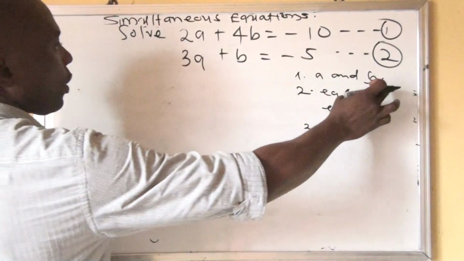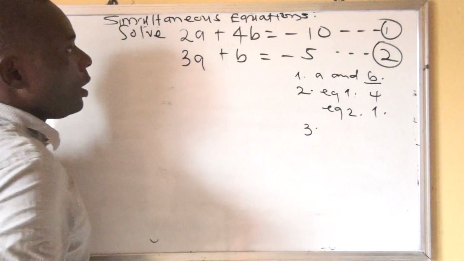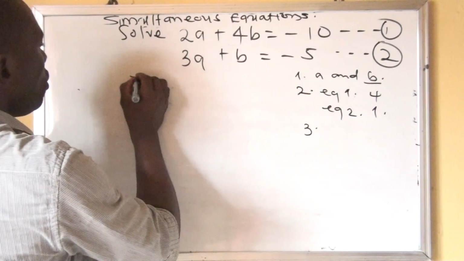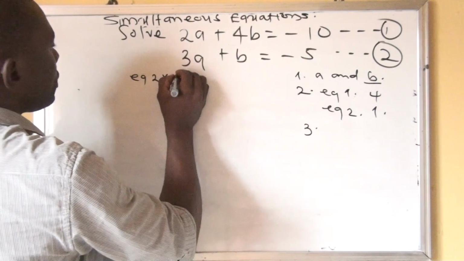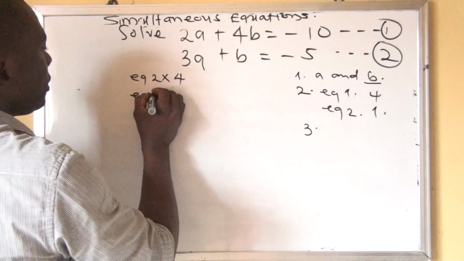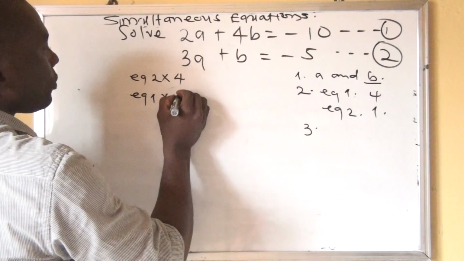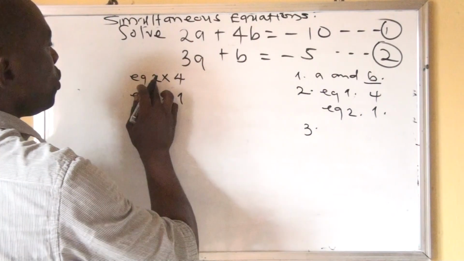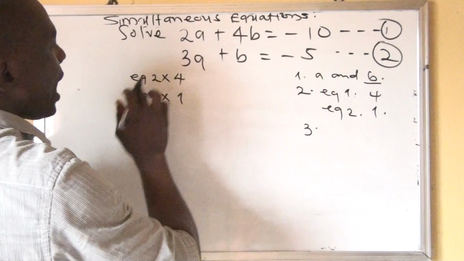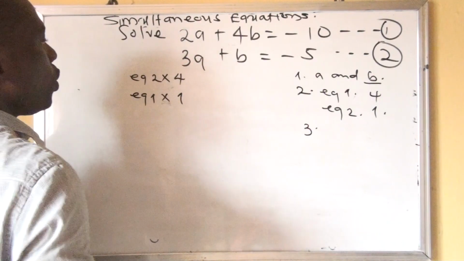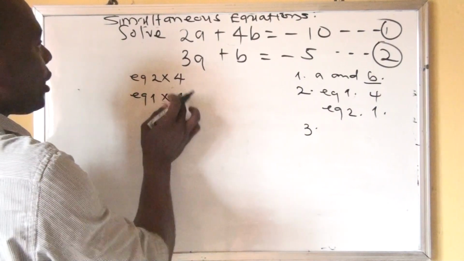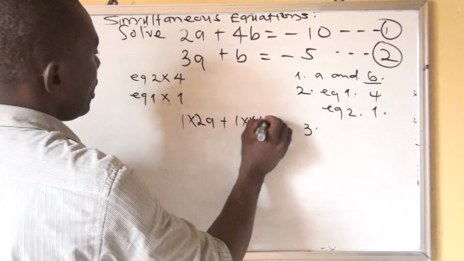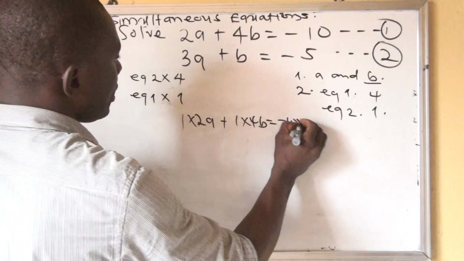Since we have known that the coefficient of B in equation 1 is 4, we use 4 to multiply equation 2. So here we say equation 2 multiplied by what? Times 4. And equation 1 will be multiplied by what? By 1. So our equation 2 is to be multiplied by 4, and our equation 1 is to be multiplied by 1. If we go with equation 1 first, equation 1 times 1, so we say 1 times 2a plus 1 times 4b is equal to minus 10 times 1.